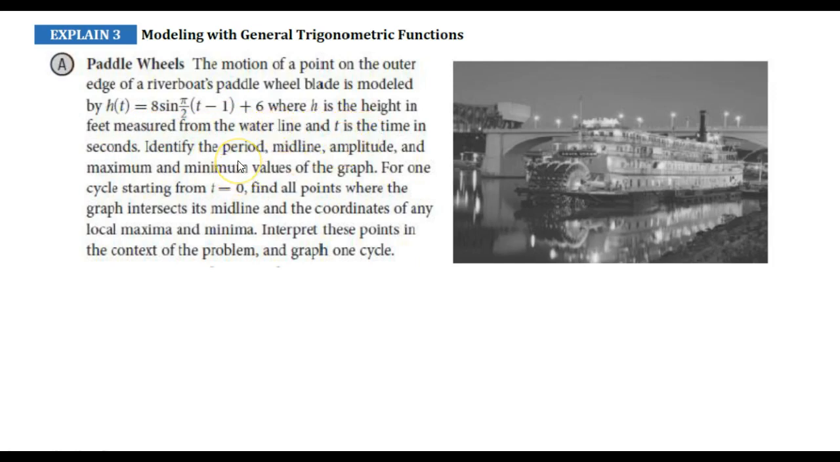They want us to identify a couple of things. They want us to identify period, midline, amplitude, and maximum and minimum values of the graph. For one of the cycles starting at t equals 0, find all points where the graph intersects its midline and the coordinates for any local minimum or maximum values. And then, of course, interpret that. So we could just graph this using our Desmos calculator, but we also have to interpret what that means in terms of the problem. Okay?